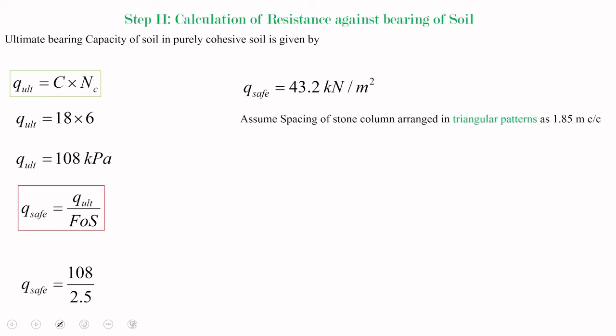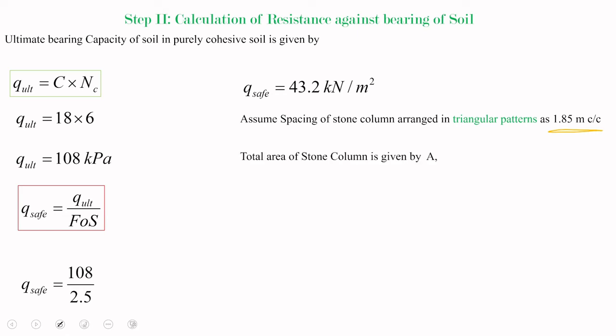Now here we can assume the stone columns are arranged in a triangular pattern, and for the triangular pattern the spacing value will be around 1.85 meter center to center. This is a spacing which we have to assume. This is not the final one, we will correct it afterward. So this is the assumption, stone columns in a triangular pattern.